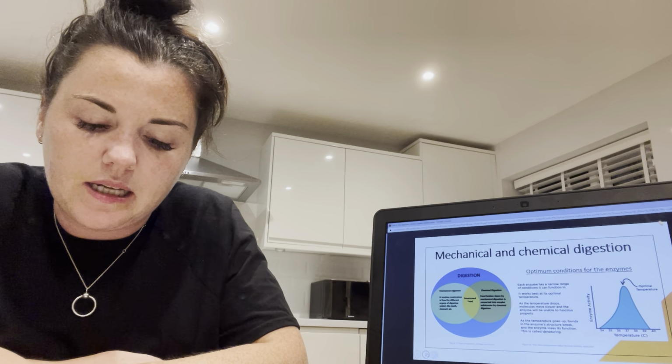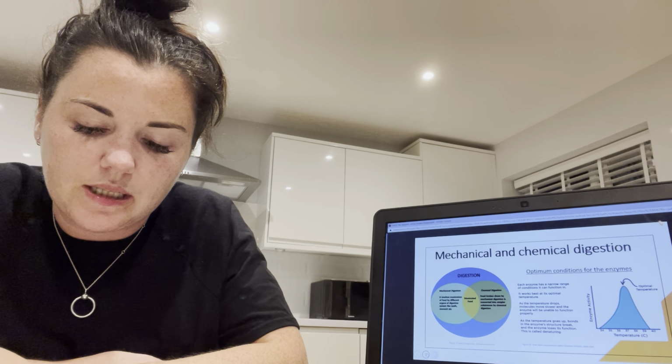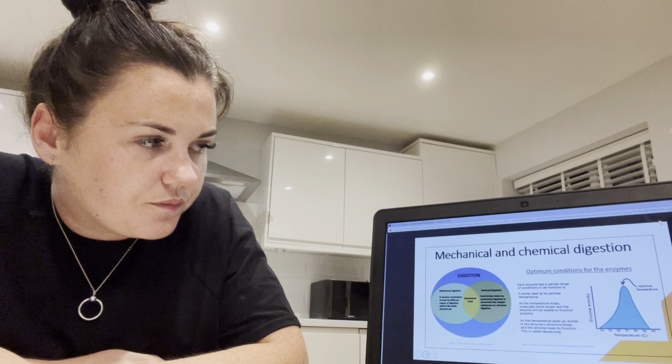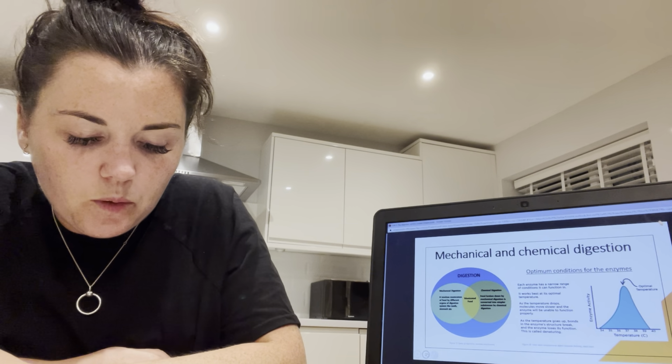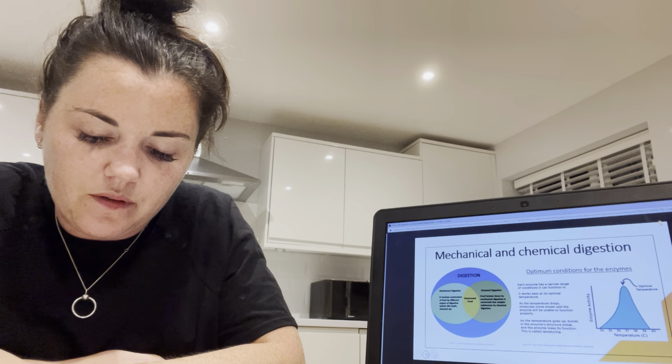Chewing is the first step to mechanical digestion. These motions also help put the food in contact with gastric juices and other fluids that are needed for chemical digestion. Optimal conditions for enzymes are vital for them to function at their best within the body.